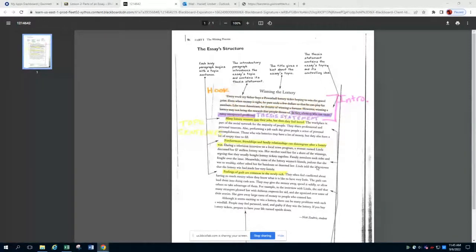Let's read this thesis statement again. In fact, a lottery win can cause many unexpected problems. Let's take a look at this first yellow sentence, the first topic sentence. Many lottery winners quit their jobs, but then they feel bored. Isn't that the first unexpected problem?